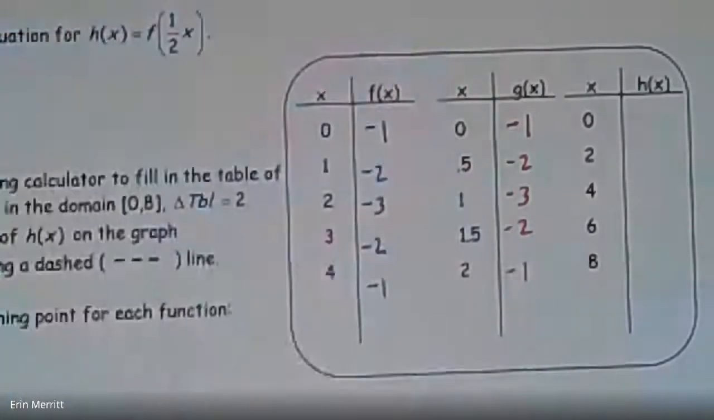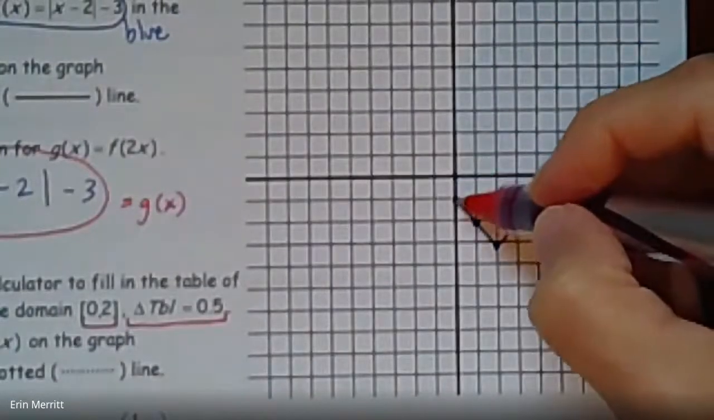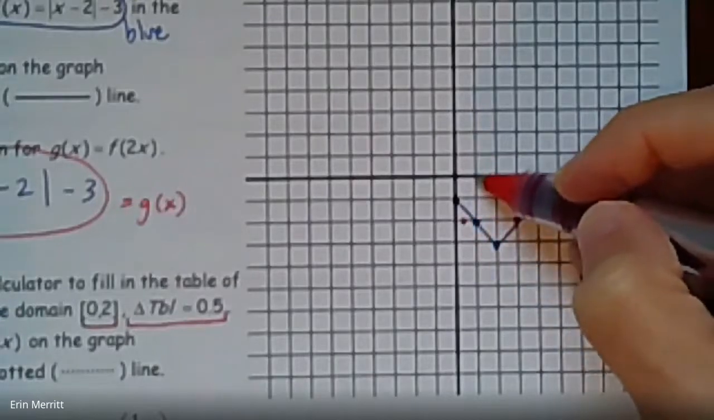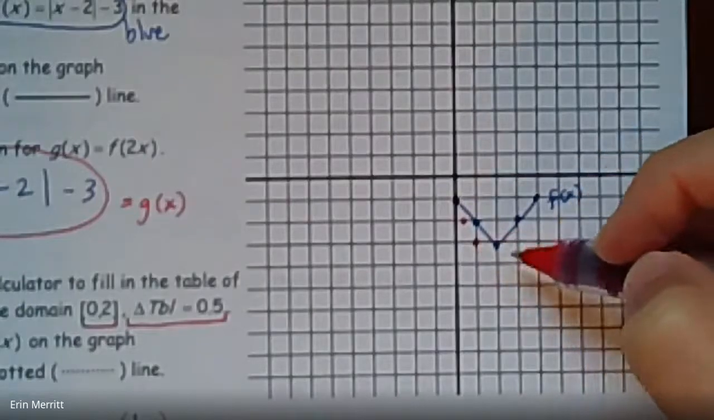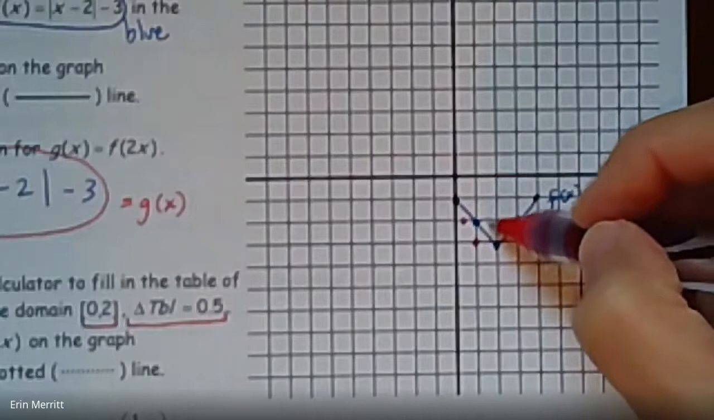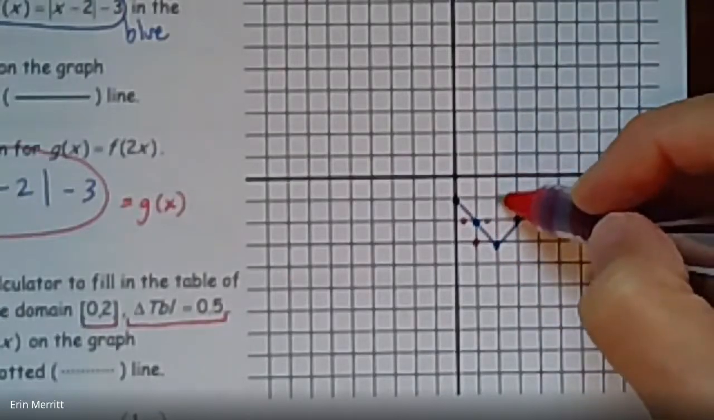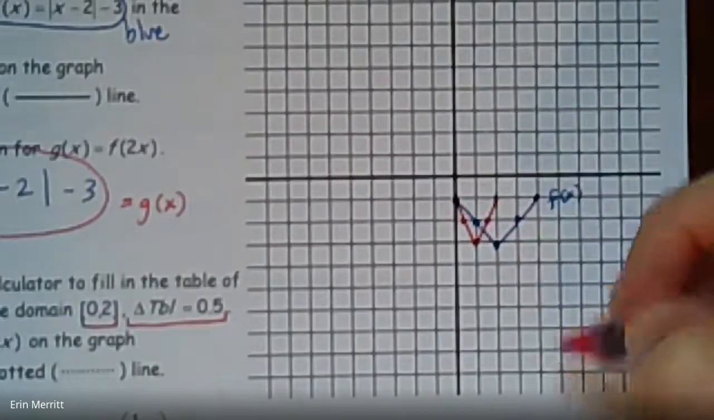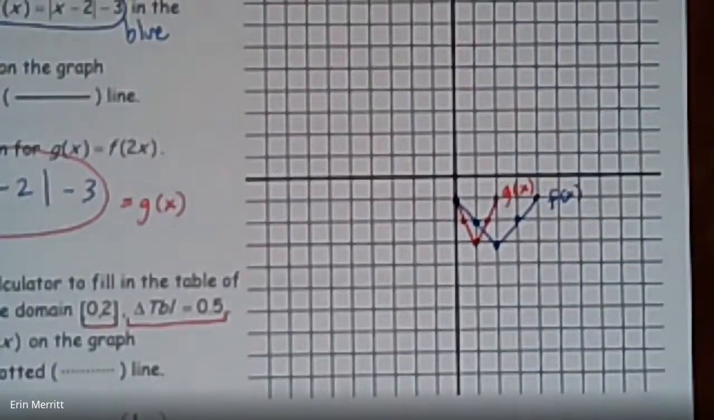So onto your graph, let's come back up here and plot those values. At 0, it's -1. At 1/2, it goes down to -2. At 1, it goes down to -3. And then at 1.5, it's back at -2, I should say. And then at 2, it comes back up to -1. So you have this really skinny little graph right here. That is g of x. That's what that graph should look like.